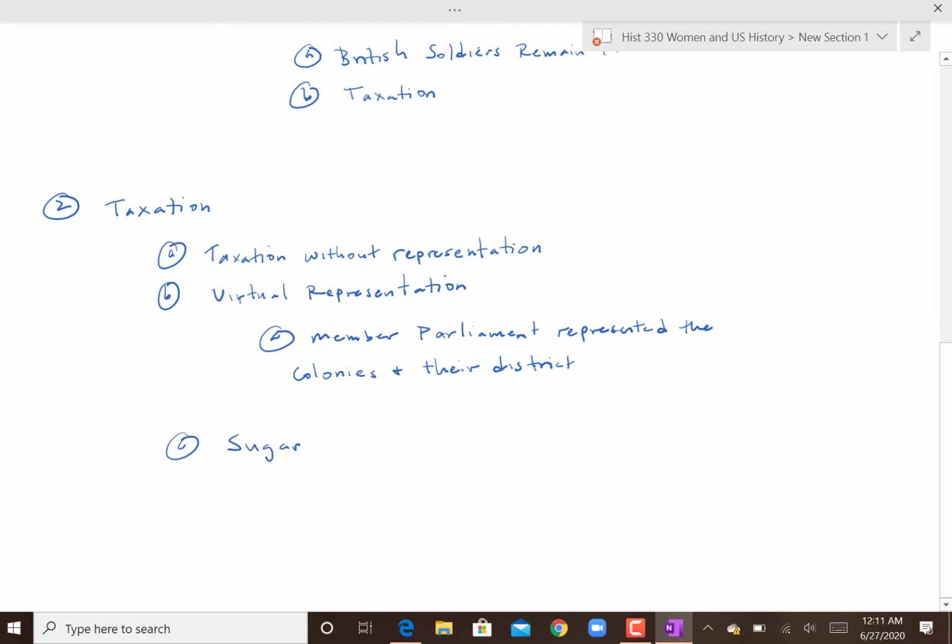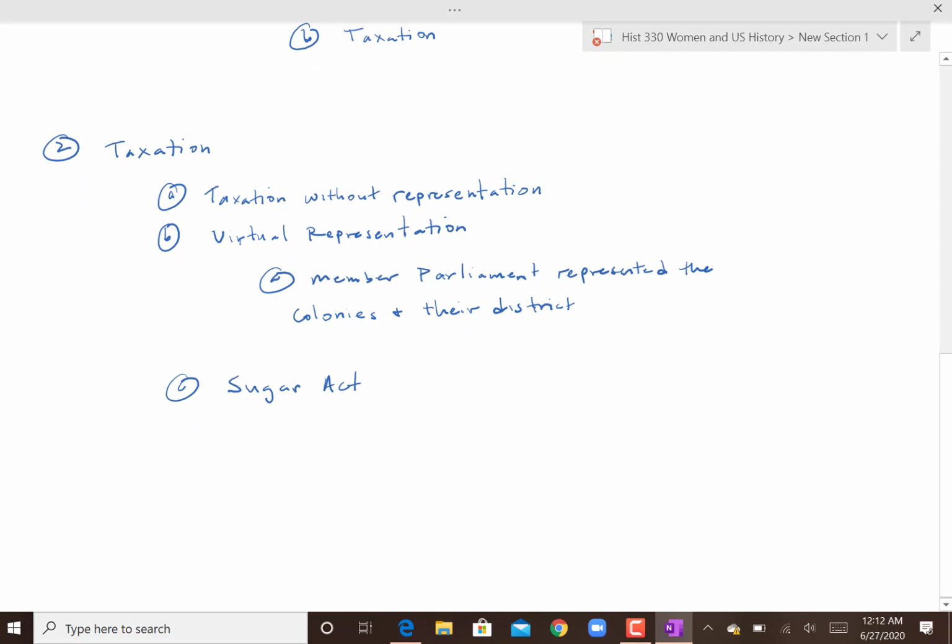The first tax that the British implemented was the Sugar Act. The Sugar Act was based on a molasses tax for sugar. And it's interesting because it actually lowered the tax. It lowered the cost of molasses because they lowered the tax.